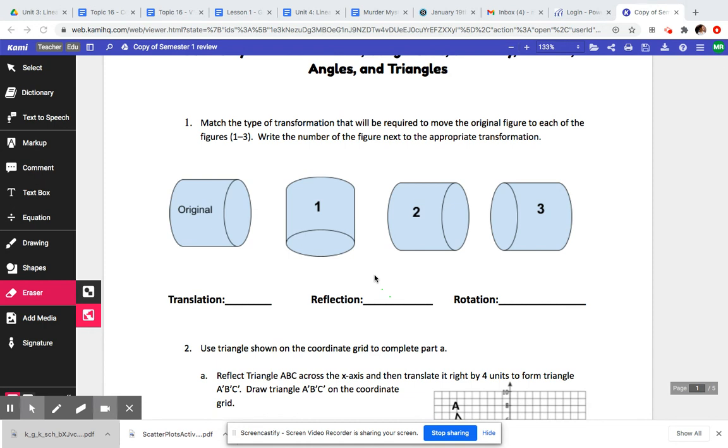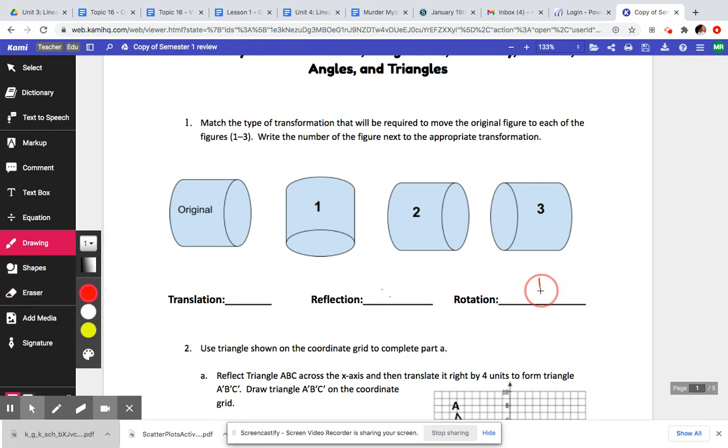It says, match the type of transformation that will be required to move the original figure to each of the figures 1 through 3. Write the number of the figure next to the appropriate transformation. So we're looking at translation, reflection, rotation. Looking from the original to the first, we turned that shape about 90 degrees. If you're thinking about turning, that's a rotation. So 1 is a rotation.